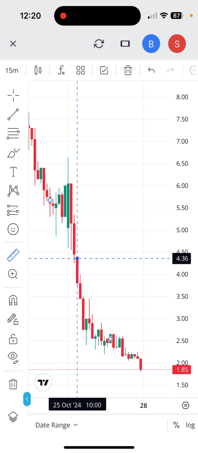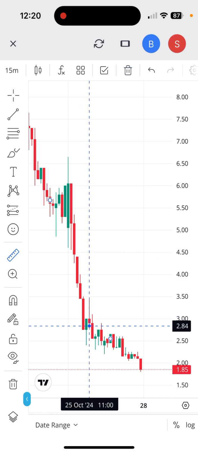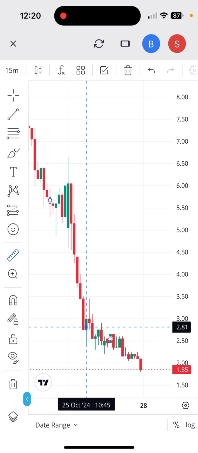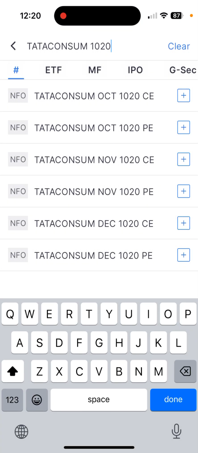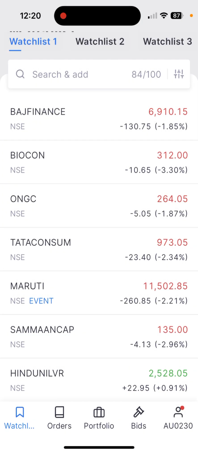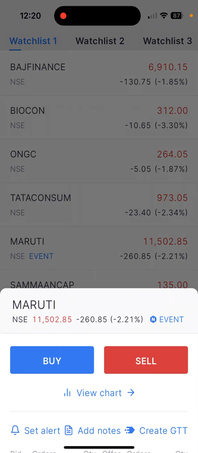But if you see the green candle, if the criteria is this, then you would have bought it here and got 2 points, solid 2 points. So it is like 800, 900 rupees until 10:45. So from 10 to 10:45, 45 minutes, you would have taken 900 rupees, right? This was Tata Consumer.